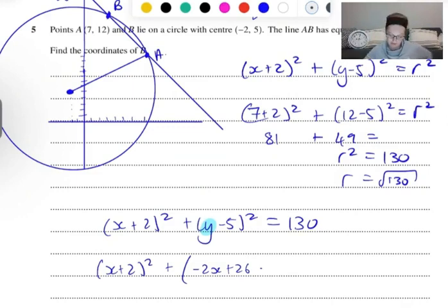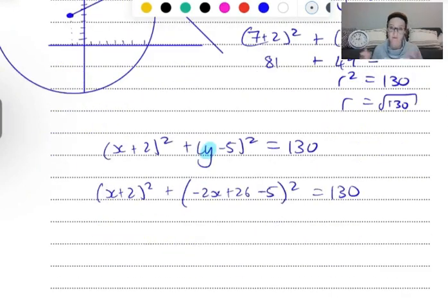Minus 2x plus 26 minus 5. Okay, it's equal to 130. What am I solving for? I'm solving for x.